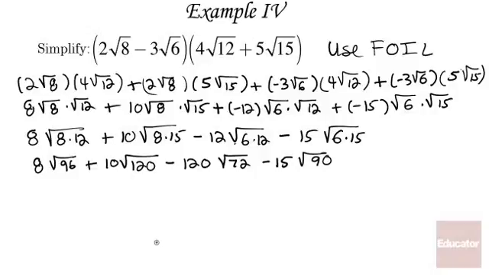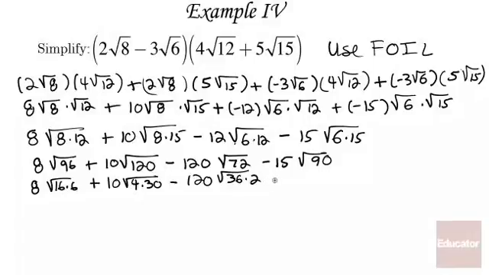Now, once you're done multiplying, simplify. So remember, multiply, then simplify. So let's factor out the perfect squares. So I definitely have some perfect squares here. Remember that 96 is the product of 16 and 6. 120 can be rewritten as the product of 4 and 30. So this is 10 radical 4 times 30. 72 is the product of 36 times 2. And then 90 is the product of 9 times 10.